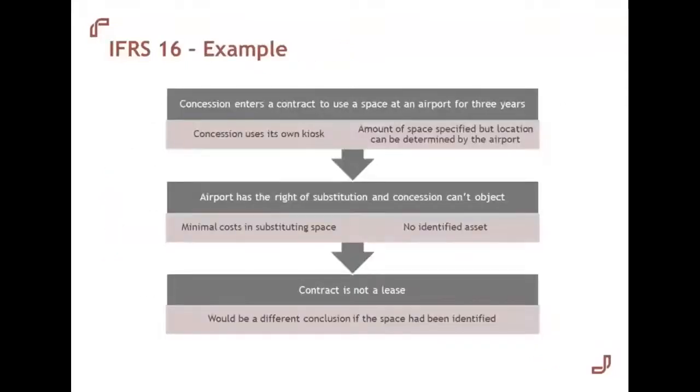An example of this would be where a concession enters into a contract to use a space at an airport for 3 years. The company uses its own easily movable kiosk to trade from. The contract specifies the amount of space to be provided and states that the space may be located at any one of the boarding areas. There are minimal costs to the airport of changing the space of the kiosk. The contract provides for an amount of space, but not a specified space, and the concession uses its own kiosk.